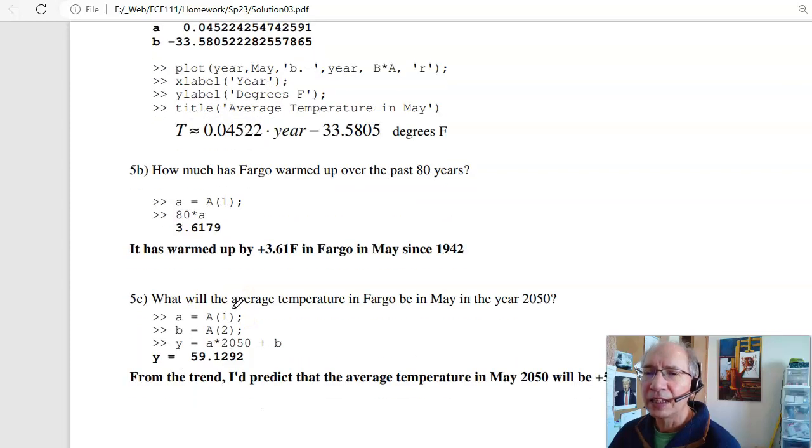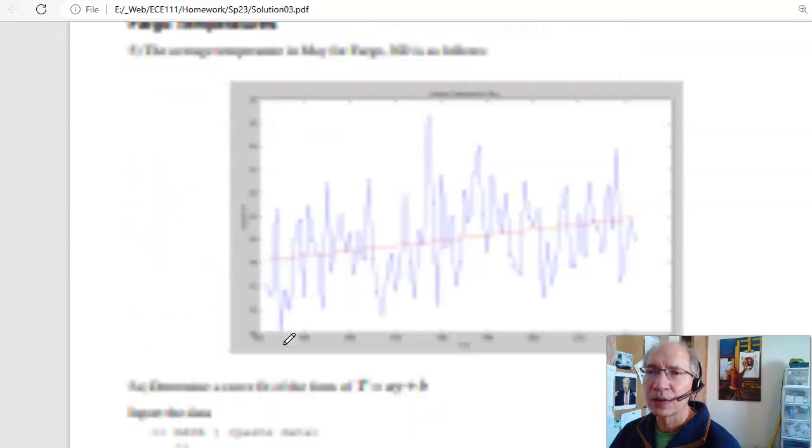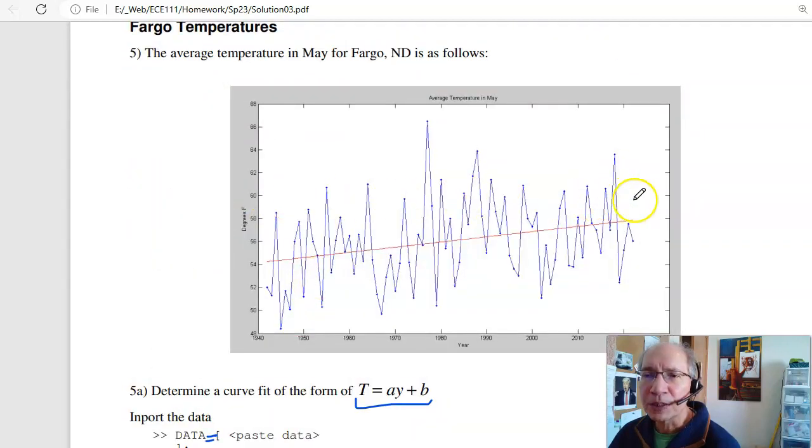And I can extrapolate. Want to find out how warm it will be in the year 2050. Again, this is the curve fit, y equals ax plus b. A is a of 1, b is a of 2. Plug it in, and I get 59.12 degrees Fahrenheit. So by 2050, I expect to be right about here at 59.12.